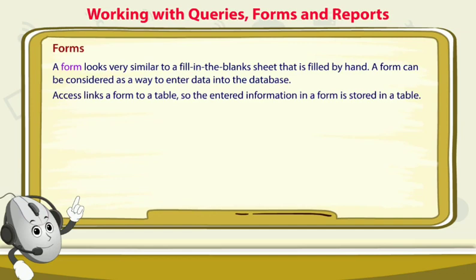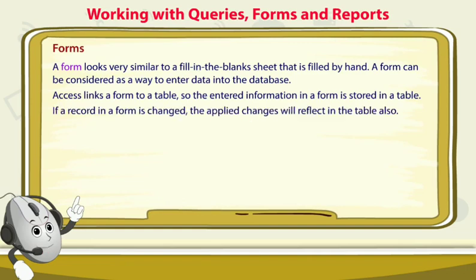Suppose you have to enter your name, your roll number and your result. So in a table we also have these same three fields. So the information entered in a form is stored in a table. If a record in a form changes, the applied changes will be reflected in the table also.